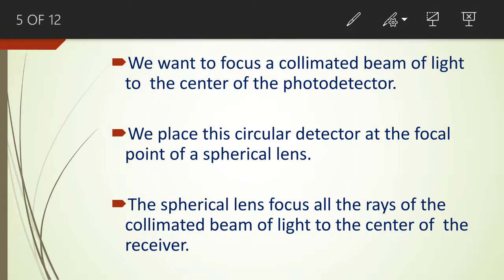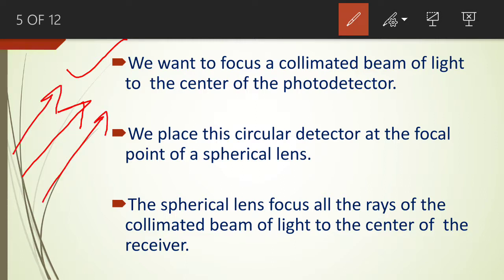So what we want to do, we want to focus a collimated beam of light to the center of the photo detector. What is a collimated beam of light? We know that all the rays of a collimated beam are parallel to one another. So if all the rays of a light beam are parallel to one another, the beam is known as a collimated beam. And we want to focus all the rays of this collimated beam to the center of the photo detector.